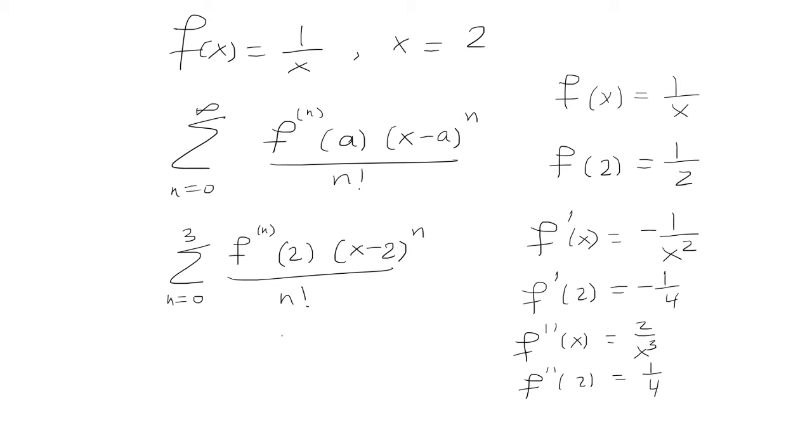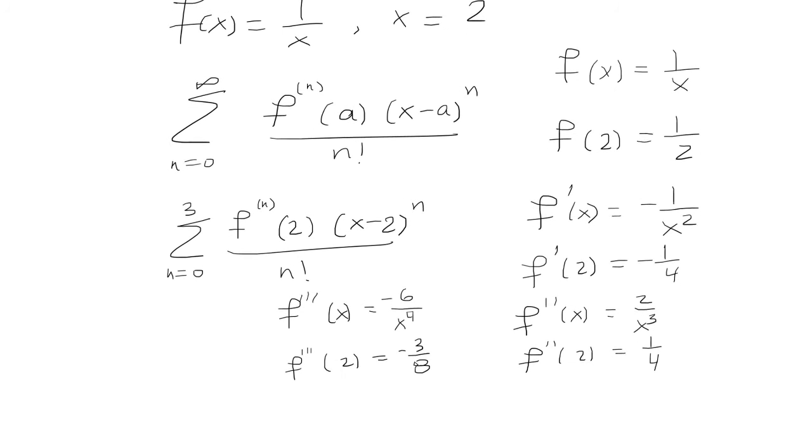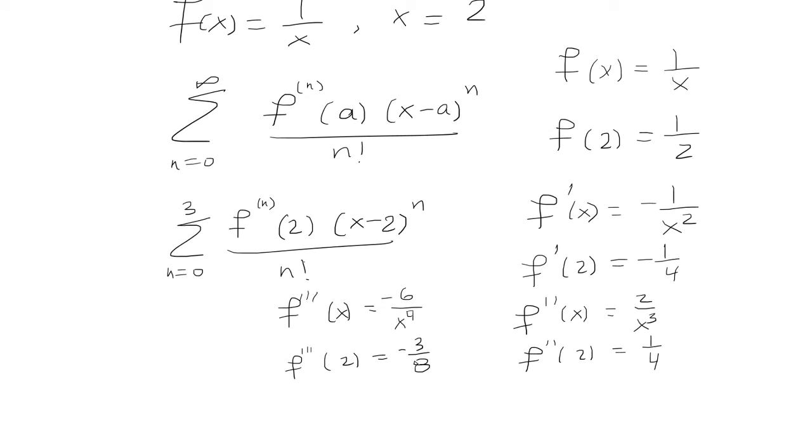And then we can look at the third derivative. That's going to be negative 6 over x to the 4th. And then plugging in x equals 2, we get negative 3/8. Okay, now we can put these all together. What we just found was this term right here, or this coefficient. So that's going to be for these in the stars. We have to divide them by n factorial, and then multiply by x minus 2 to the n.